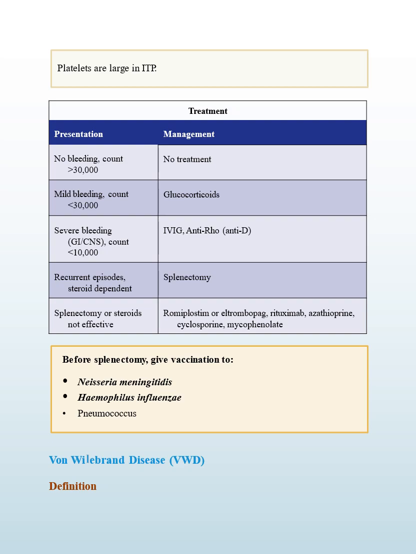Here there is a clinical tip which states that before splenectomy, we need to give vaccination for number 1, Neisseria meningitidis, number 2, Haemophilus influenzae, number 3, pneumococcus. Let's discuss now so-called VWD or von Willebrand disease. Let's go to the next slide.